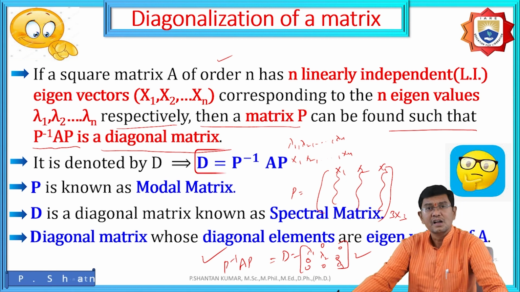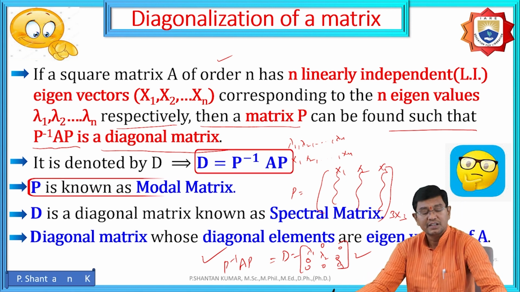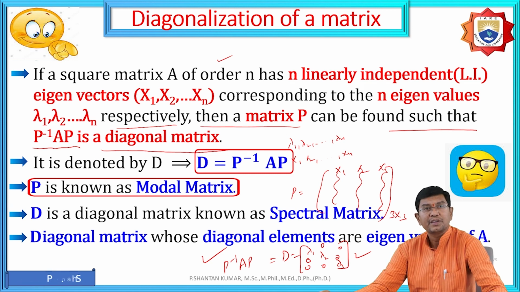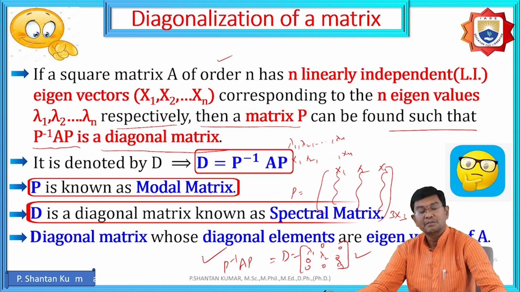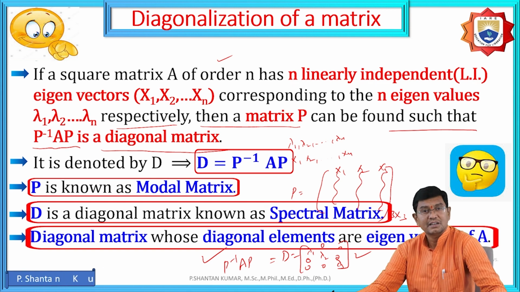And further we need to verify finally that D is equal to P inverse A P, where we need to remember that P is known as the modal matrix. And again, D is a diagonal matrix whose diagonal elements are the eigenvalues of the given matrix A.